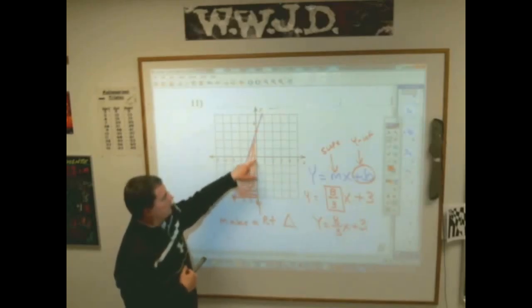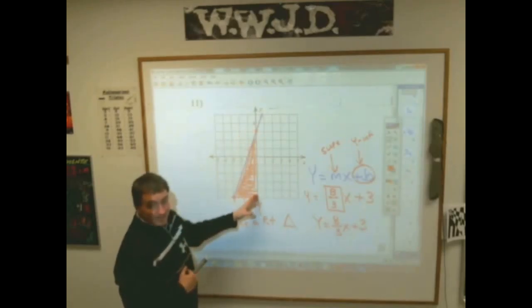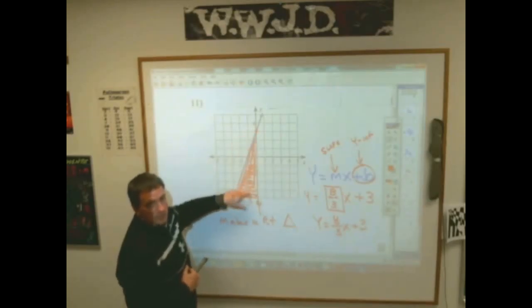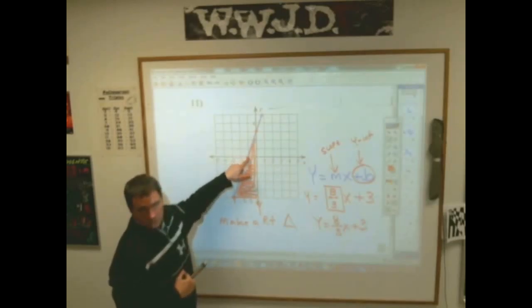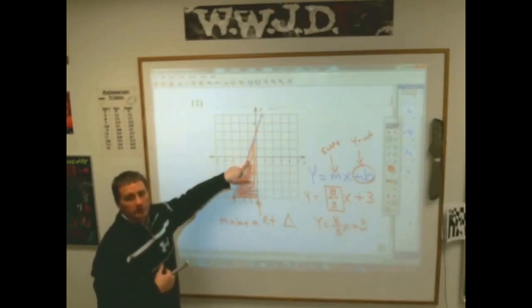1, 2, 3, 4, 5, 6, 7, 8 spaces high. How wide is it? 3. High, wide. Okay? If you can reduce the fraction, yes. If you can reduce the fraction, there is probably a point closer where you could have drawn the triangle, but yes, you always will reduce.